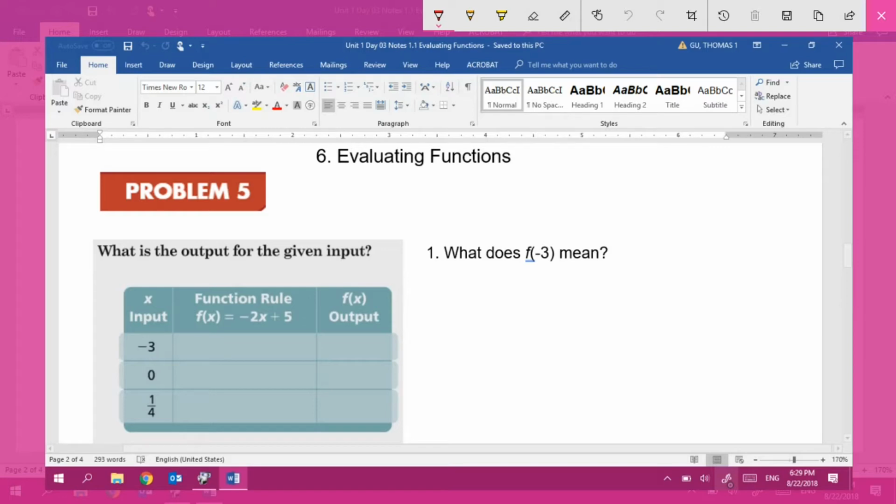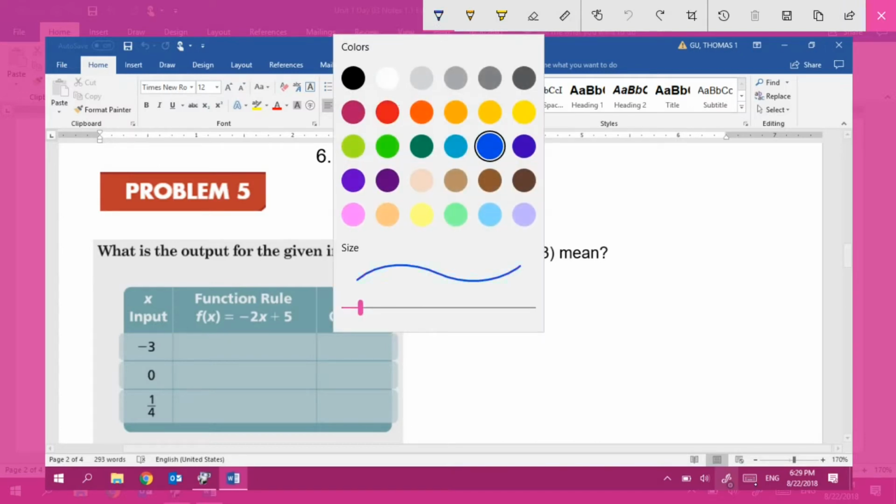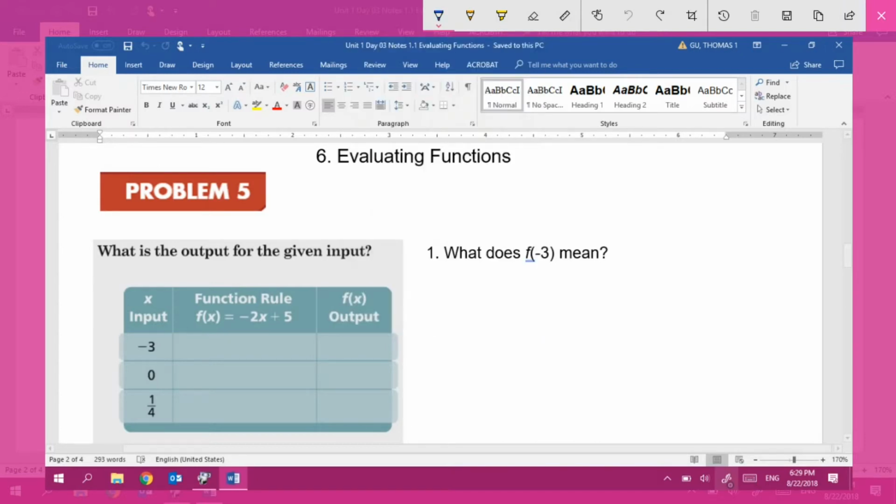Today, we're getting into the fun stuff, the quick and easy note section of evaluating functions. This is where it's at. This is the fun part, guys. Here we go. First thing we need to look at, we need to know a few terms here.